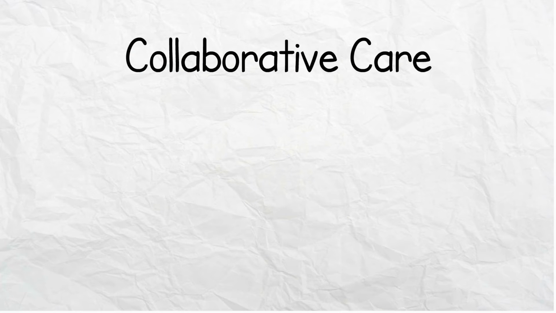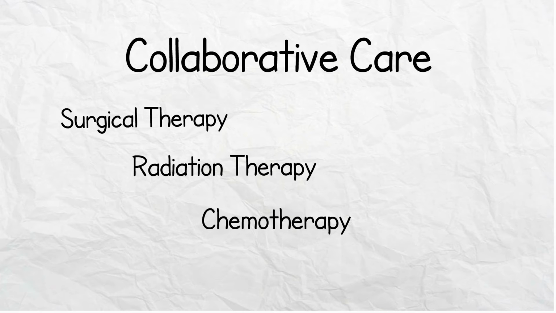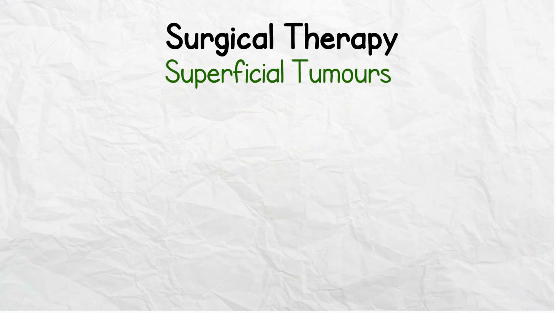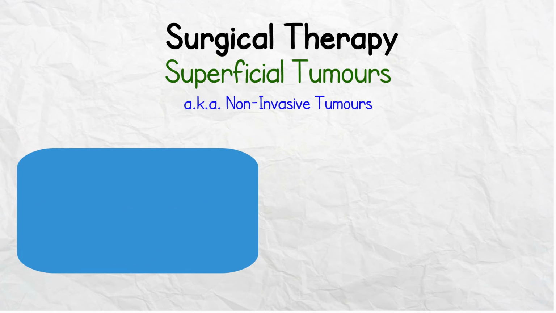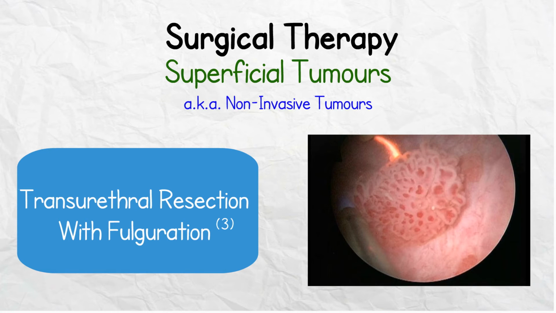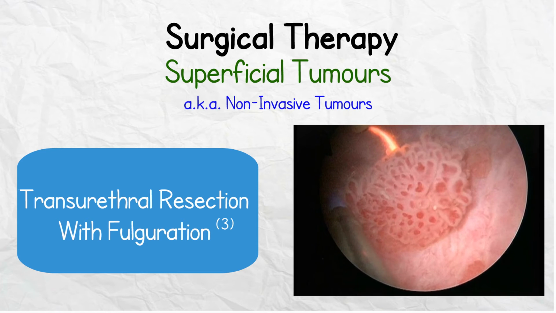And now we'll talk about the collaborative care of a patient with bladder cancer. The collaborative care includes surgical therapy, radiation therapy, chemotherapy, and intravesical therapy. We'll start with surgical therapy. For superficial tumors, there are two main types of surgery that are used for diagnosis and treatment. The first technique is called a transurethral resection with fulguration. Fulguration means to destroy tissue by means of high-frequency electrical currents.